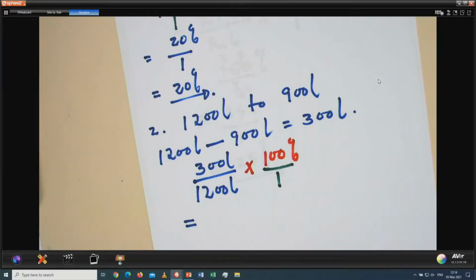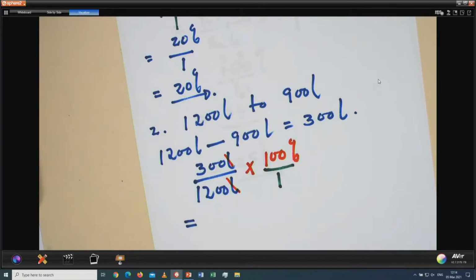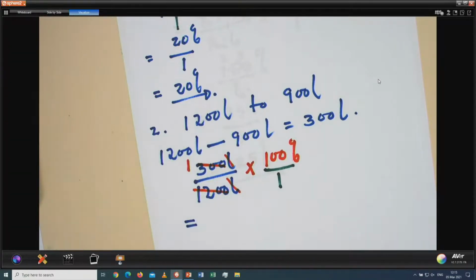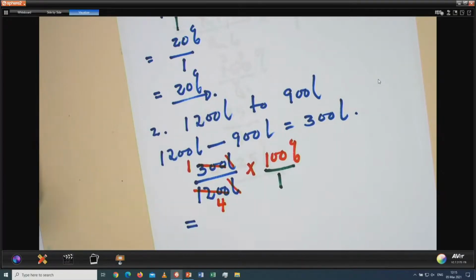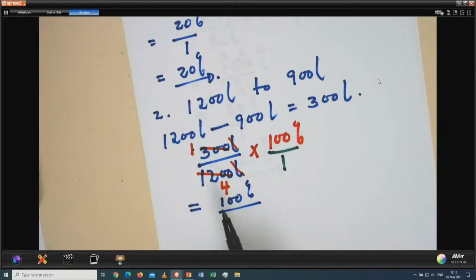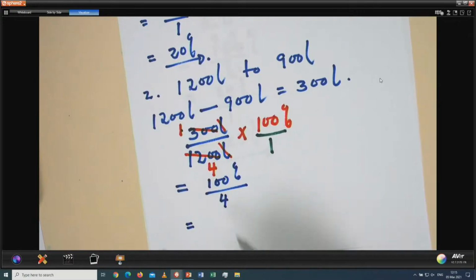Then we can do what? We can simplify. The units can cancel each other out. Then I can simplify these numbers. 300 into 300 goes how many times? Once. And therefore 300 into 1,200, it goes how many times? It goes 4 times. Then now I will be left with what? 1 multiplied by 100%, divided by 4 multiplied by 1, which is 4, which is now 100% divided by 4. Help me here.